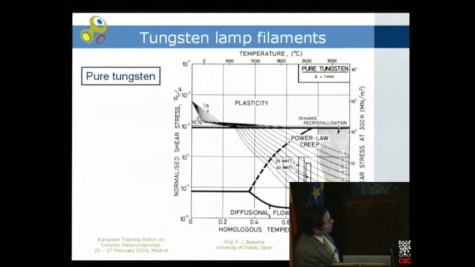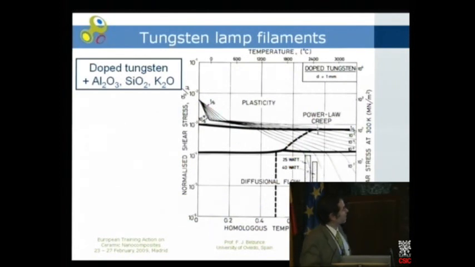But if we regard also the creep micromechanism, we can see that the creep micromechanism in this area is power law creep. So the way to cope with this problem is always the same as we have seen before: to put some particles in order to impede, to block the dislocation movements. For example, using what we know as doped tungsten, which is tungsten doped with small particles of alumina, silica, or potassium oxide. And this is the final map of doped tungsten.